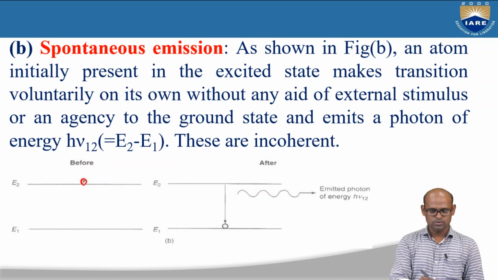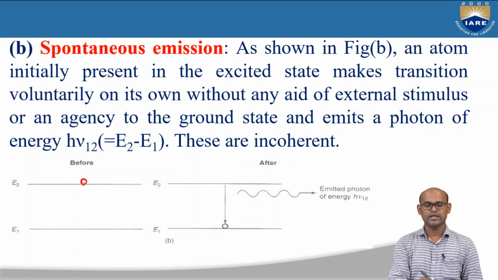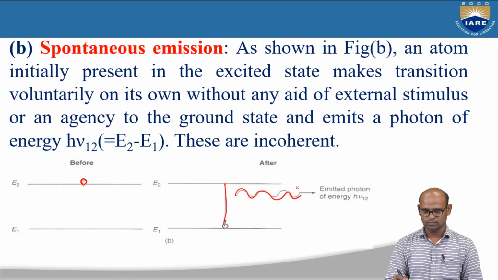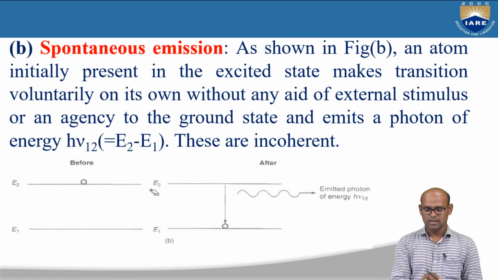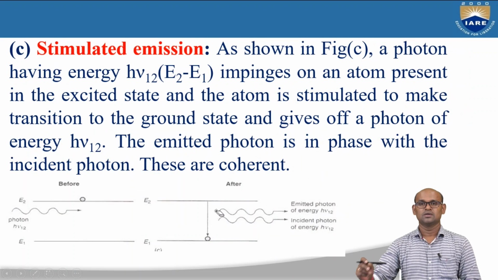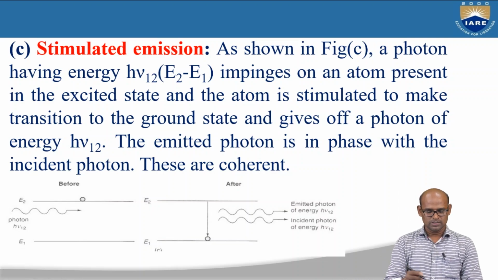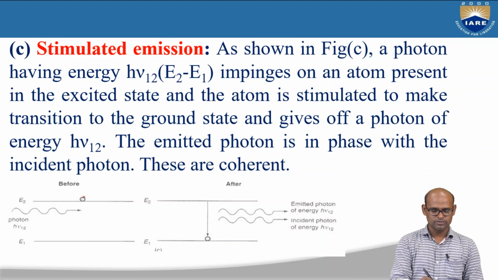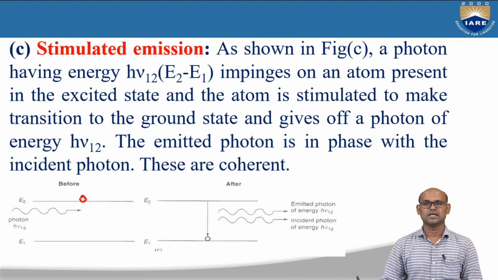Spontaneous emission. Now the atom is in the excited state E2. The atom is going to decay to the ground state spontaneously by emitting a photon. This is called spontaneous emission. The photons emitted in spontaneous emission are incoherent, so they are not going to be in the same phase.